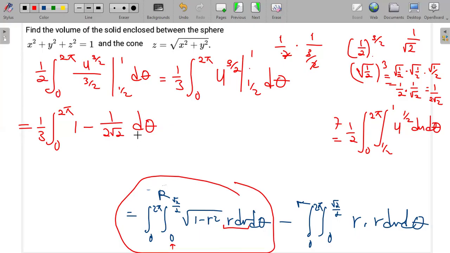Once I do that, I can integrate with respect to d theta. Or maybe we rationalize the denominator here. So I multiply by the square root of 2, and even there I multiply by the square root of 2. So what I get is 1 over 3, 0 to 2 pi.